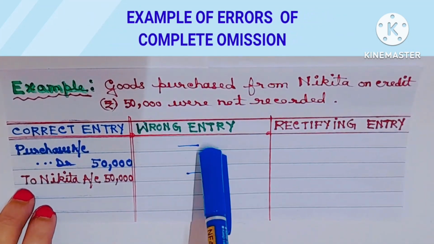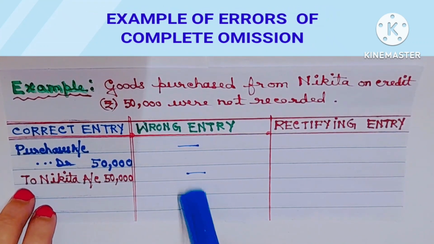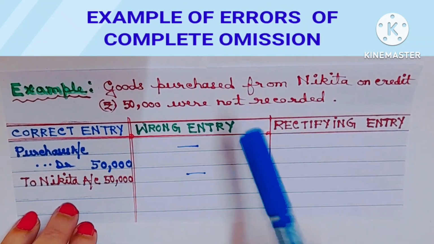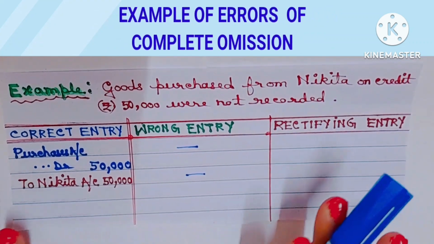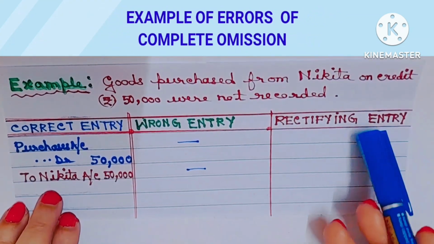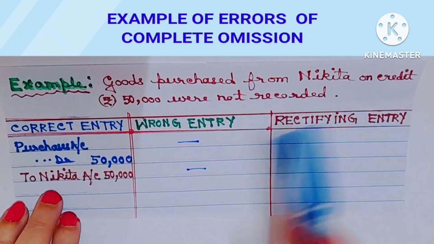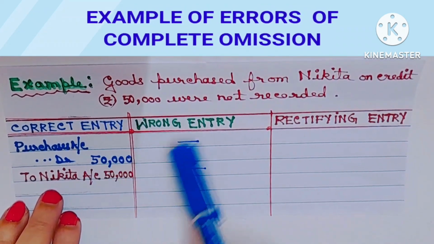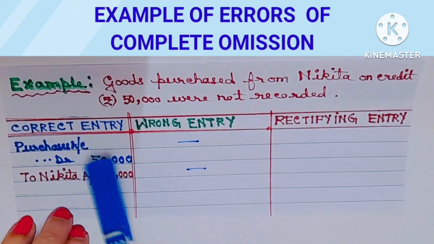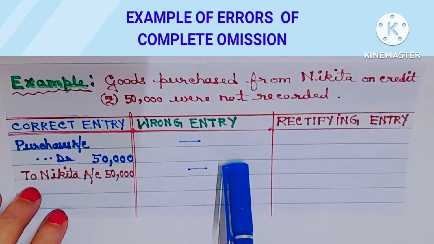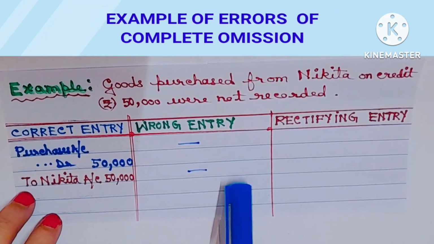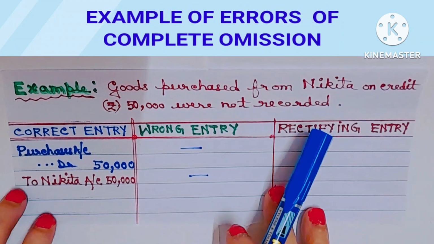So we'll write on the debit side dash, you'll write on the credit side dash. Now you have to compare the correct entry with the wrong entry. This is the technique of doing rectification of errors. How to rectify? You always have to compare the correct entry with the wrong entry. So this is a two-sided error, so we can easily rectify this journal entry.